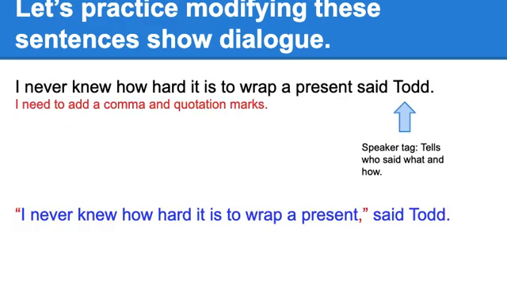Here's a second one. I never knew how hard it is to wrap a present, said Todd. So we know that Todd is our speaker. We need to add the comma and quotation marks. Okay, so it begins with a quotation mark with the capital I. I never knew how hard it is to wrap a present, comma, quotation mark, said Todd.